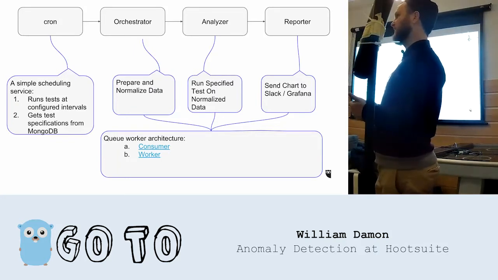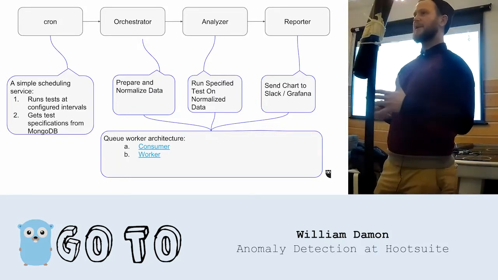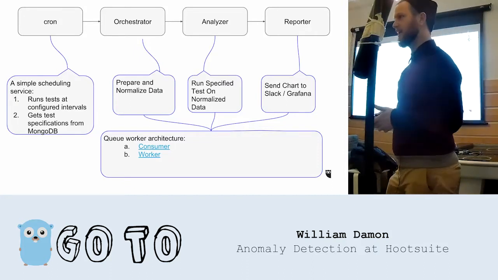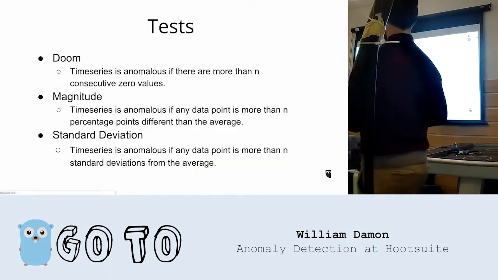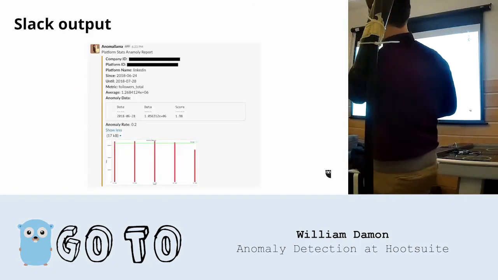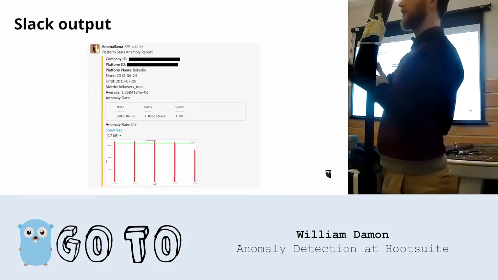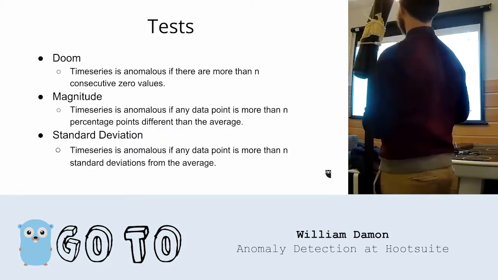I got to study a little bit of statistics and freshen up on some ways to look at data that is not normally distributed, and there are a lot of interesting ways to do that. So the tests that we support, I'll get back to this. This is the output in Slack, which is one of our integrations in the reporter, but I'll come back to this in a second.